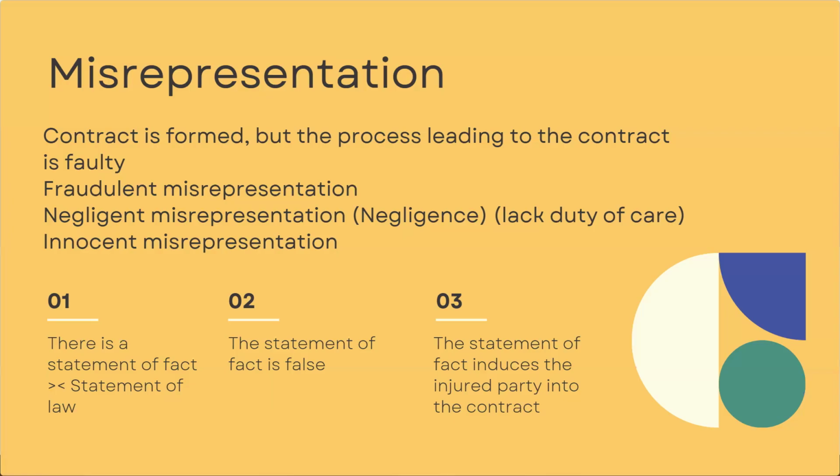We have 3 types of misrepresentation. We have the fraudulent misrepresentation, where the party at fault intentionally provides misinformation and tries to trick the other party into the contract.